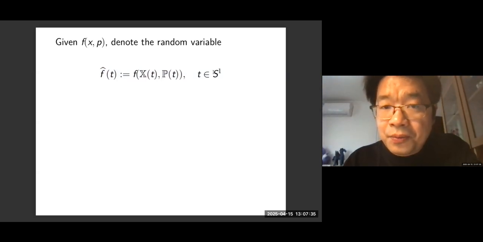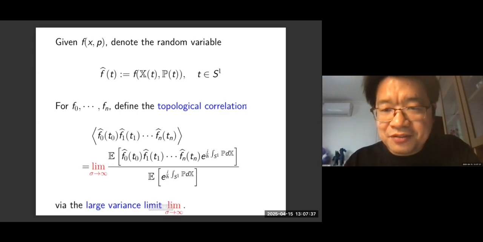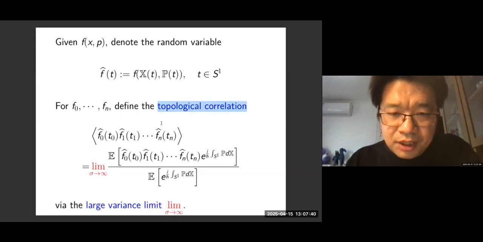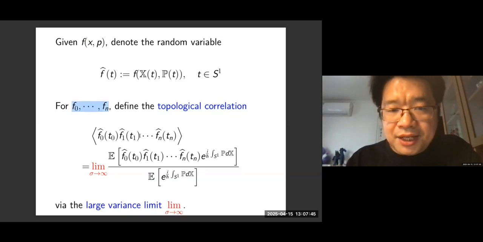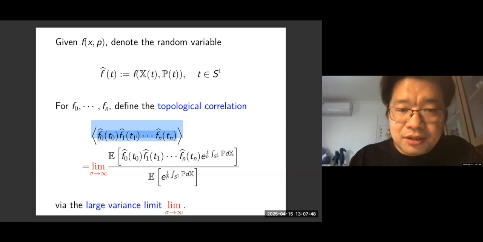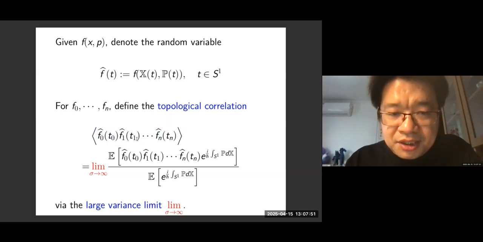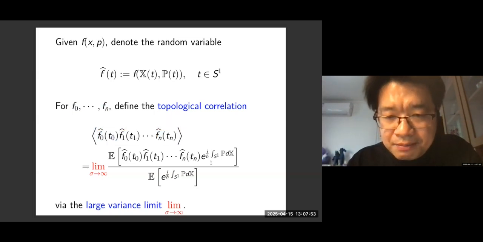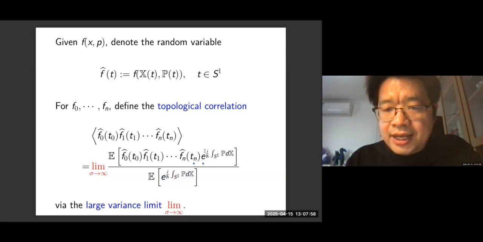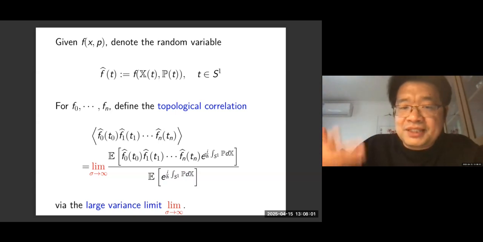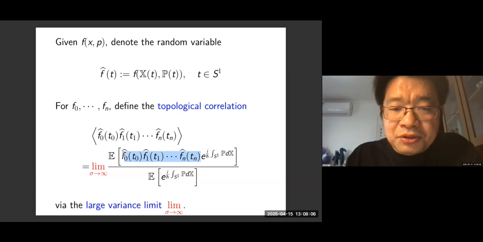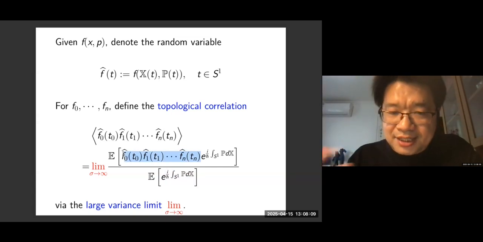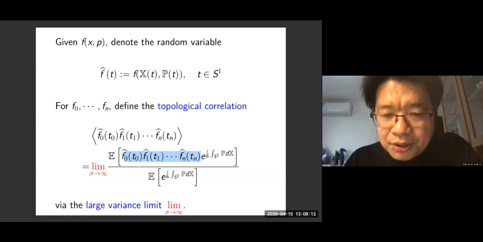Now, t is a point on the circle. Then you can define the following correlation. Suppose I have some functions on the phase space. Then I define such a correlation at times t0, t1, etc., points on the circle, as follows. You see, this is my topological action, and you can think about this from the path integral point of view. That's my action, and this is my observable, my quantum observable, the local observable inserted at this point on the circle.